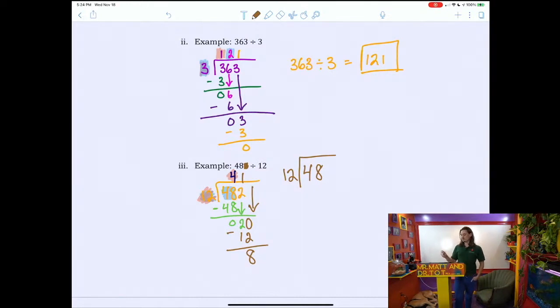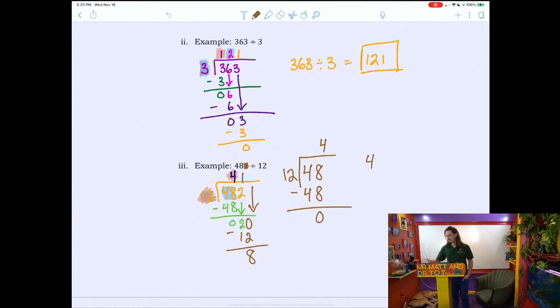So when you're dividing by a value with more than one digit, like I said before, we have to go beyond the leading digit of 4, and we have to think about the number as 48. 12 goes into 48 4 times. 4 times 12 is 48, and so it's an exact multiple, and there's no remainder. So 48 divided by 12 is equal to 4.